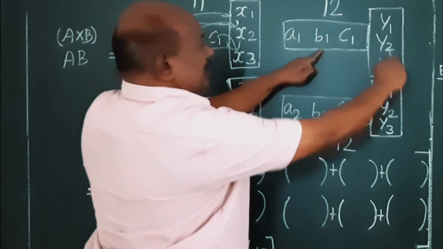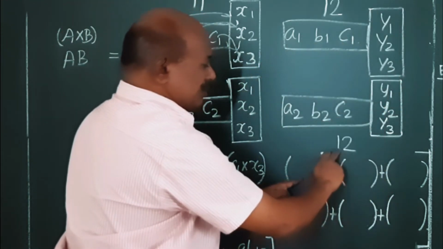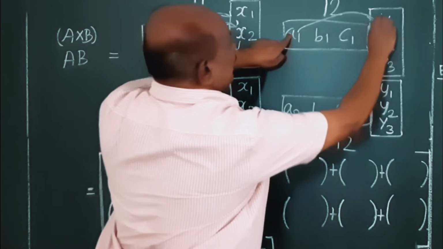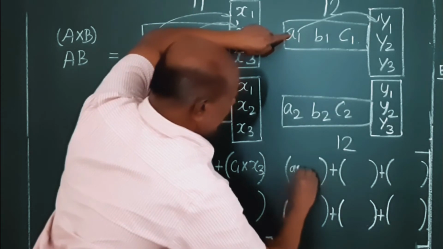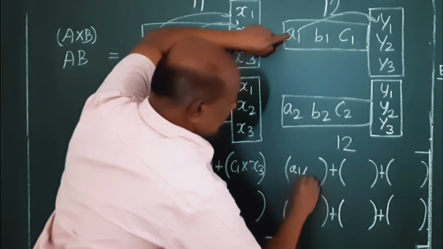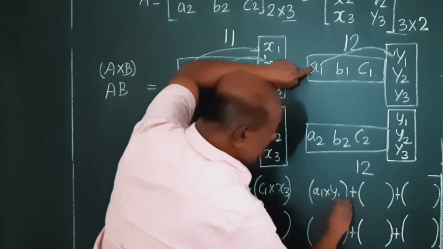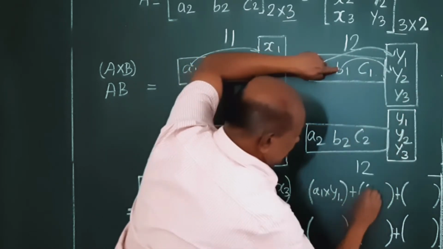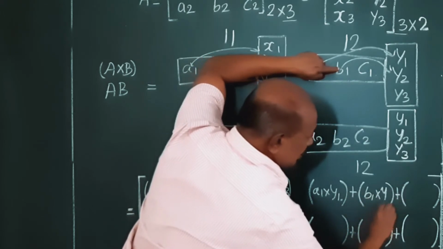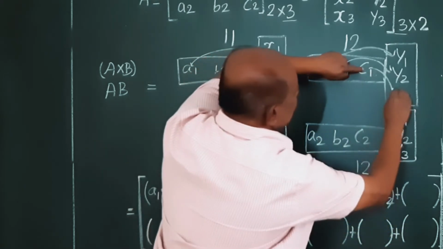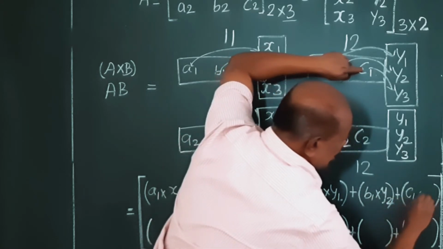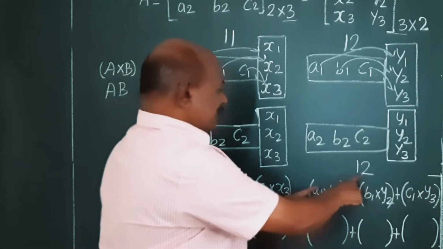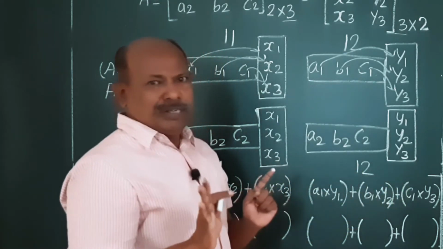Again, the first row with the second column. This is the first row and the second column, so the corresponding elements should be taken. Here, A1 into y1, then B1 into y2, then C1 into y3. Now the first row, second column is over.